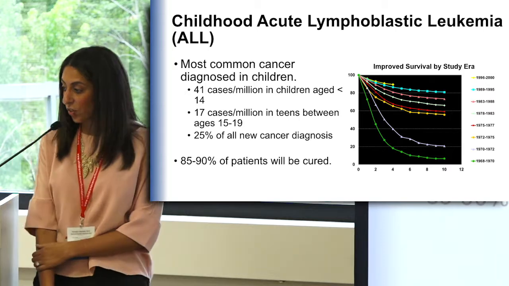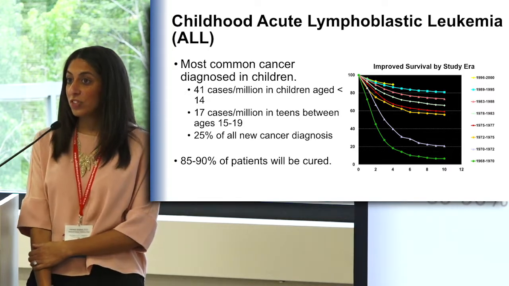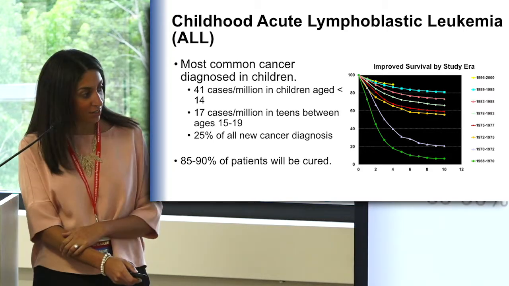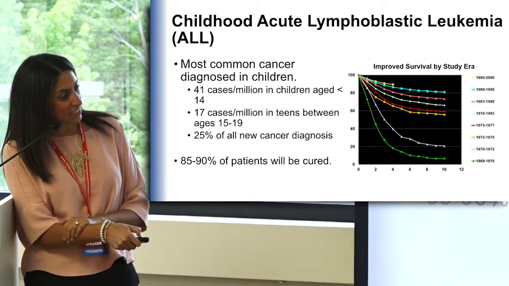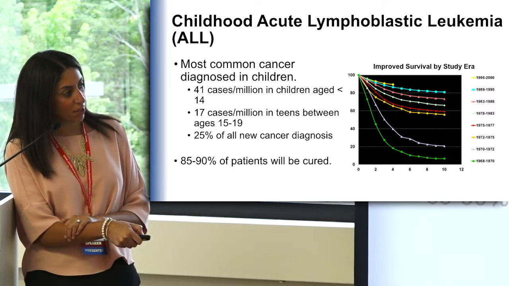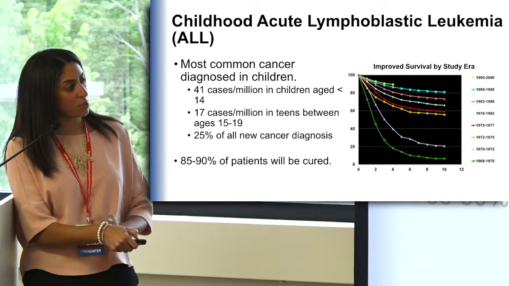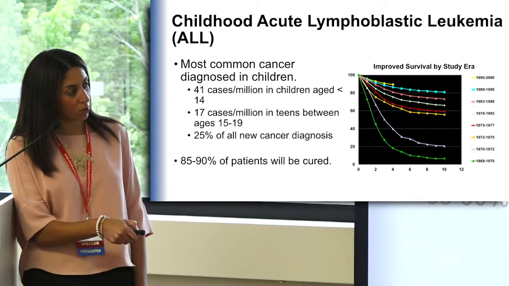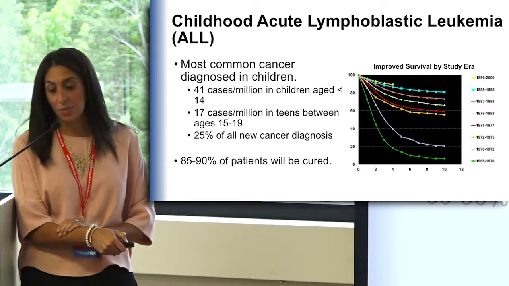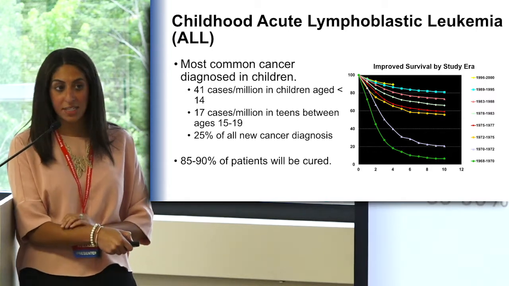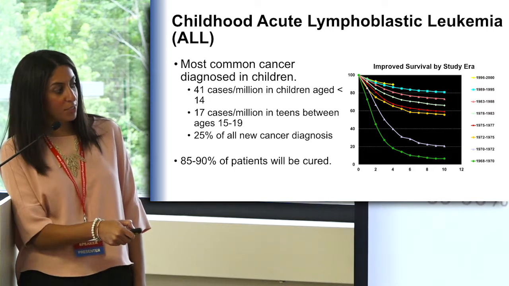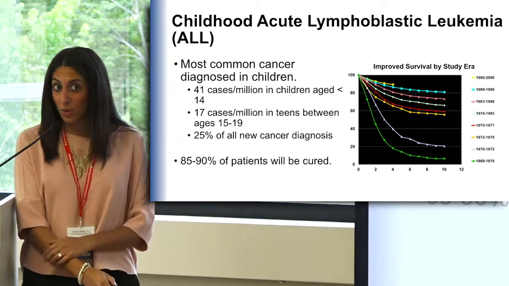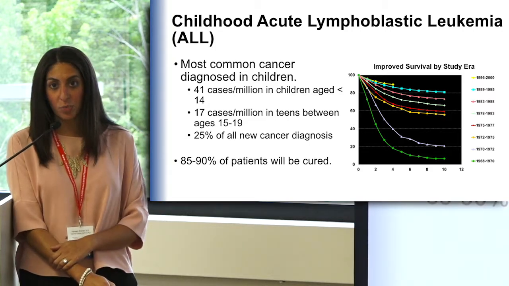As you can see here in this graph, survival has improved tremendously in each study era. In the 1960s, when we used single agent chemotherapy, survival curves were absolutely dismal, and as you can see, with subsequent advances in the field, such as multimodal chemotherapy, utilizing intrathecal therapy for CNS prophylaxis, our survival curve has improved to where 85 to 90% of patients will be cured. The focus of this talk will be on those relapsed or refractory patient population.